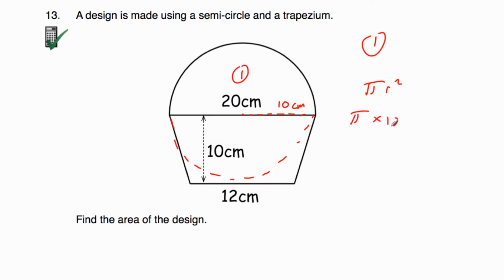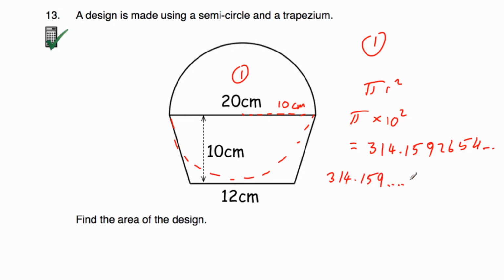So pi times 10 squared, that's a calculator question. Pi times 10 squared is equal to 100 pi, or 314.1592654 and so on centimeters squared. So that's the area of the whole circle, but we want just the area of the semicircle, so we're going to half that.